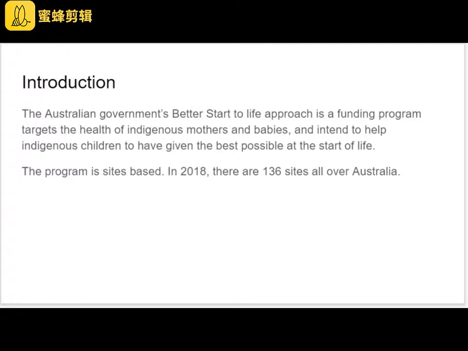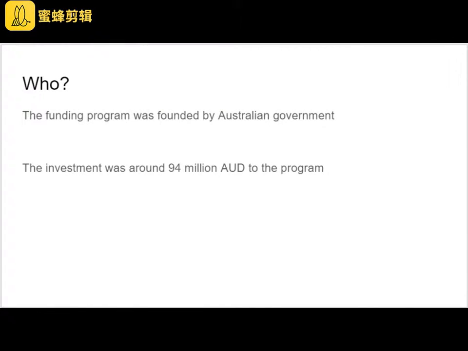The program is sites-based. In 2018, there are around 136 sites all over Australia. The funding program is funded by the Australian government. The investment was around 94 million Australian dollars.